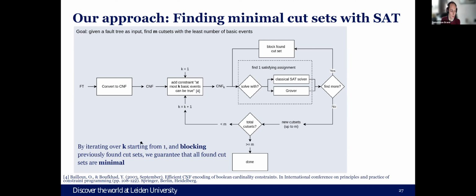The advantage of doing it this way is that if we start iterating over k from 1, we block all the cut sets we find. This guarantees that all the cut sets we find are in fact minimal cut sets. The reason is that, for example, once k is 5, we know that all cut sets which are smaller than 5 have already been blocked.